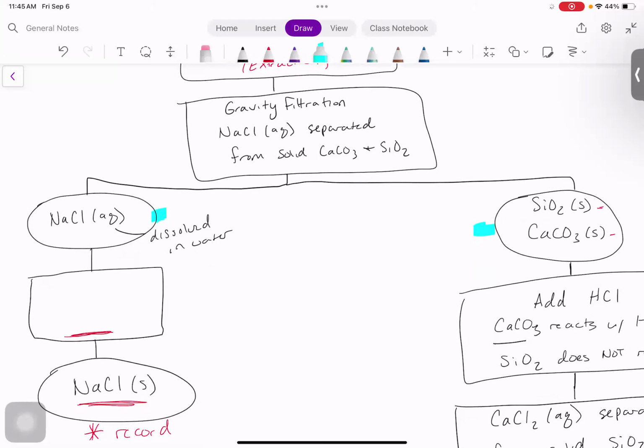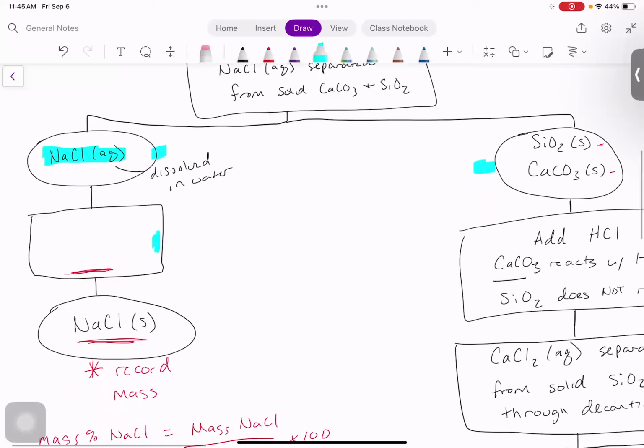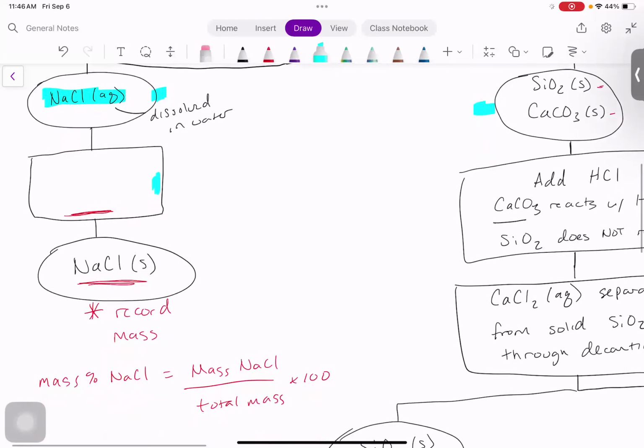So my sodium chloride still has water in it. So I've got to do some other step here to get rid of that water to get the dry sodium chloride. And then I'm going to record the mass of that dry sodium chloride and calculate the mass percent.